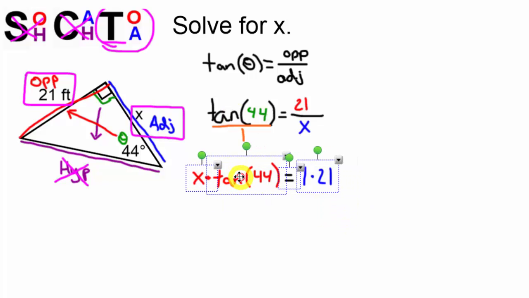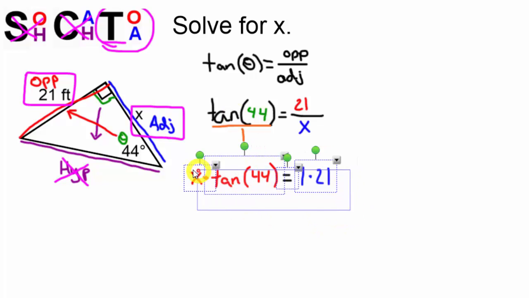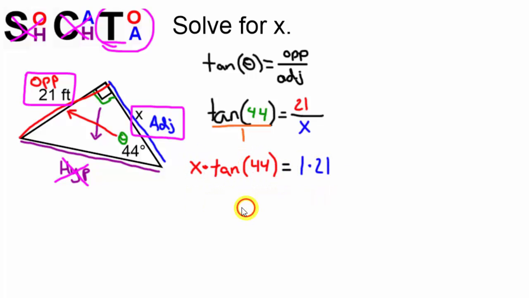x is not by itself yet. We need to do one more step before x is actually by itself. Right now the x is connected to tangent, but we want x alone. So we need to get rid of the tangent, and to get rid of something, you need to use an opposite. Right now we're multiplying by tangent. The opposite of multiplying by tangent would be to divide by tangent. And so that's what we're going to do on both sides.